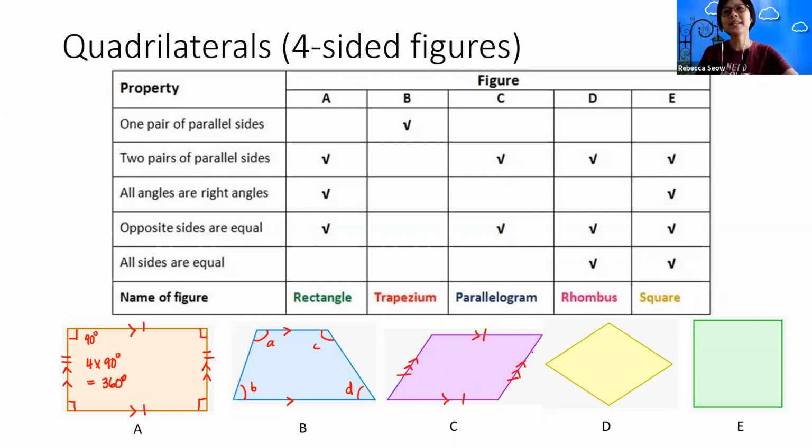Next up, rhombus. Rhombus has two pairs of parallel lines. You realize that some of the properties overlap, yeah? Opposite sides are equal. And not just that, all sides are equal. So a rhombus is like a square whereby its sides are slanted at an angle. Lastly, let's take a look at a square. A square has two pairs of parallel lines.